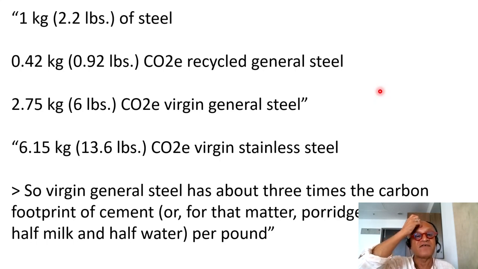Okay. Finally in this section, steel. 1 kilogram of steel has 0.42 kilogram CO2 equivalent if it's recycled general steel, 2.7 kilogram CO2 equivalent if it's virgin general steel, 6.15 kilogram CO2 equivalent if it is virgin stainless steel. So virgin general steel has about 3 times the carbon footprint of cement, for that matter porridge made from half milk and half water, per pound.